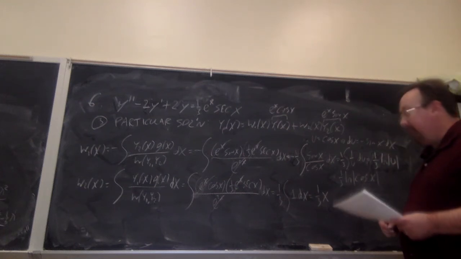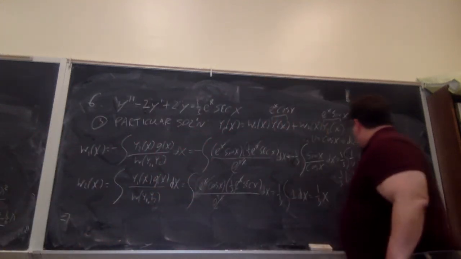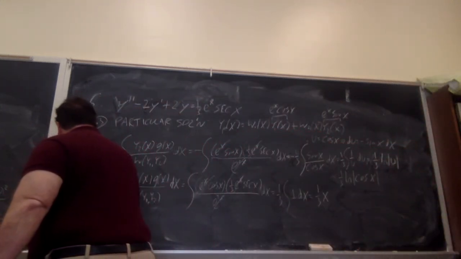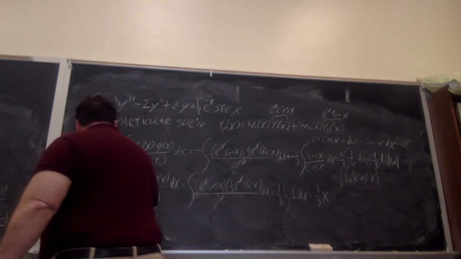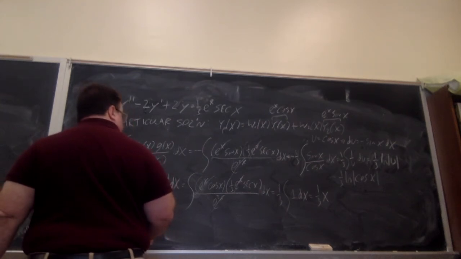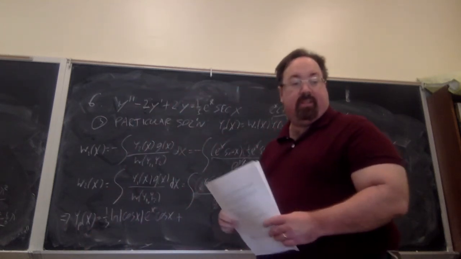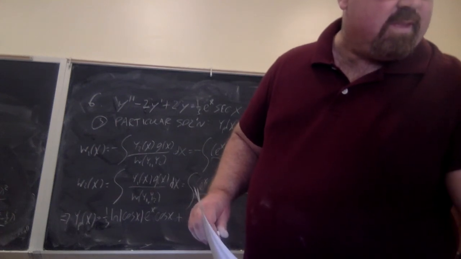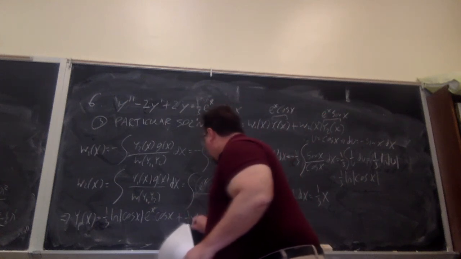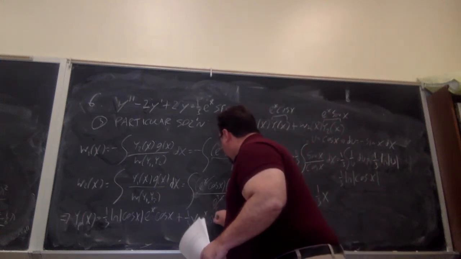So finally, I can write down the particular solution by taking w1 and w2 and filling them in here. So a particular solution is w1, which is 1/3 natural log of cosine, times y1, cosine x, plus w2, which is just 1/3 x, times y2, which is e to the x sine x.